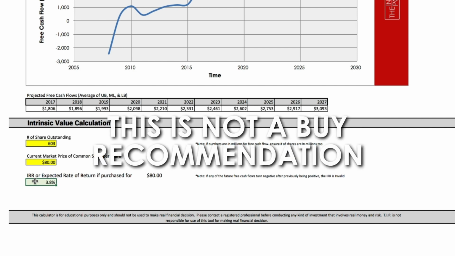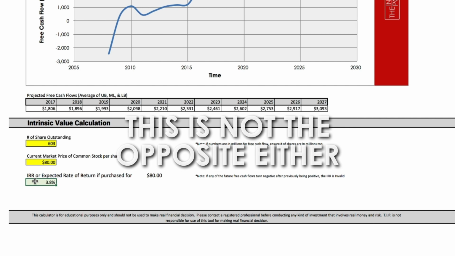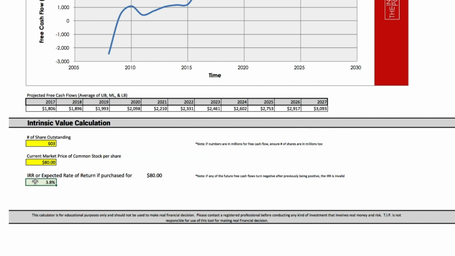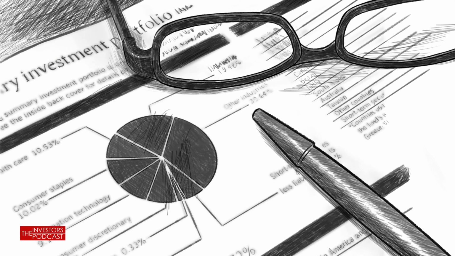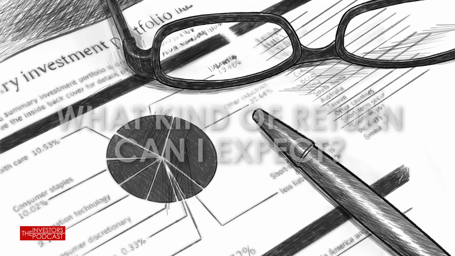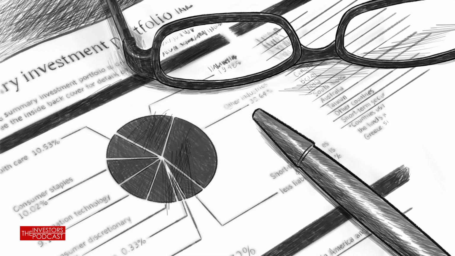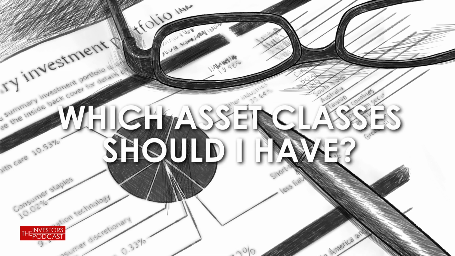This is not a buy recommendation of Southwest Airlines at all. This is not the opposite either. I'm showing you this calculator and talking about the industry-specific indicators, the company-specific indicators, to give you an idea of how you estimate the intrinsic value of a stock. So whenever you are constructing your portfolio, you have an idea of what kind of return you can expect and which asset classes you should even have in your portfolio.